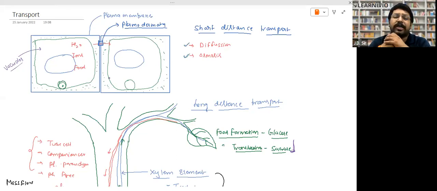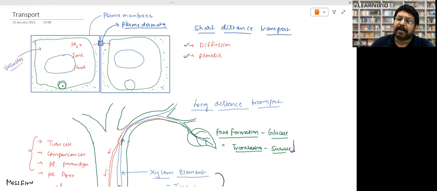Then what about the short distance transport? I told you there are two kinds of transport in the plant: short distance transport and long distance transport. In short distance transport, these are the hormones. So hormones are transported over a short distance, right? Phytohormone. So how does the short distance transport take place? First, let's start with the short distance transport. Short distance transport means transport of certain substances like phytohormone from one plant cell to another plant cell.